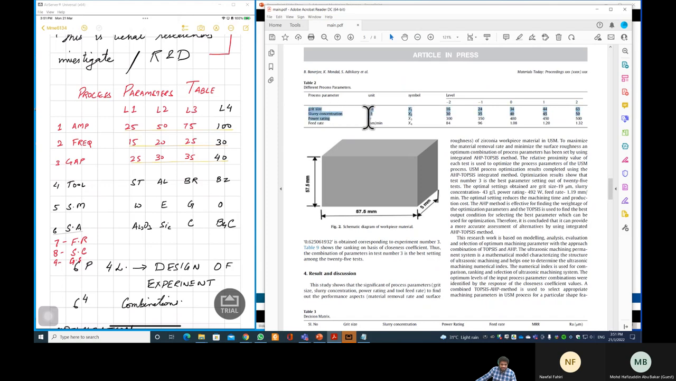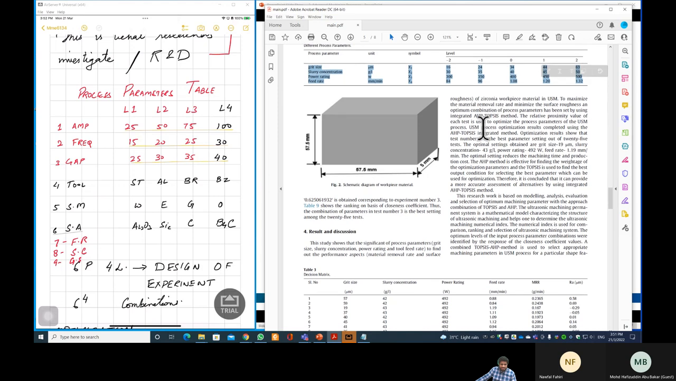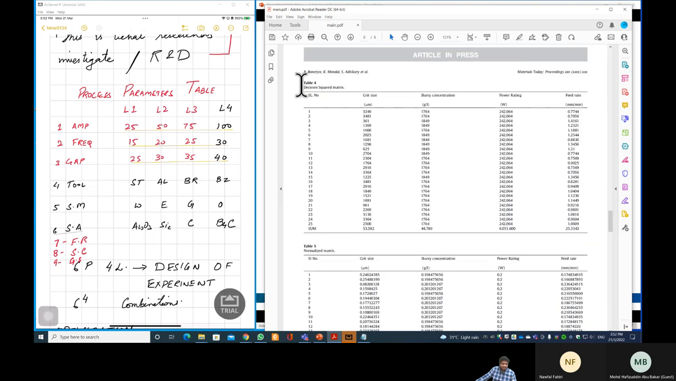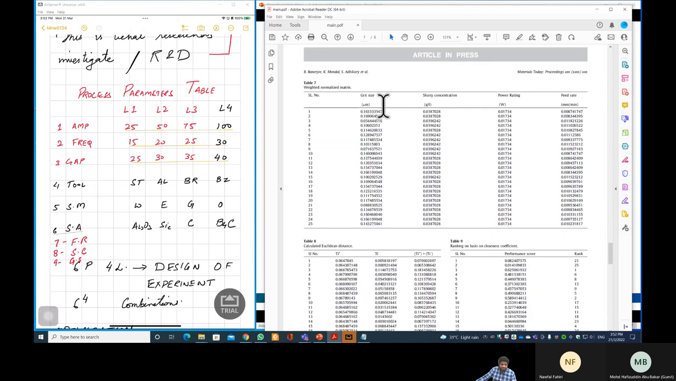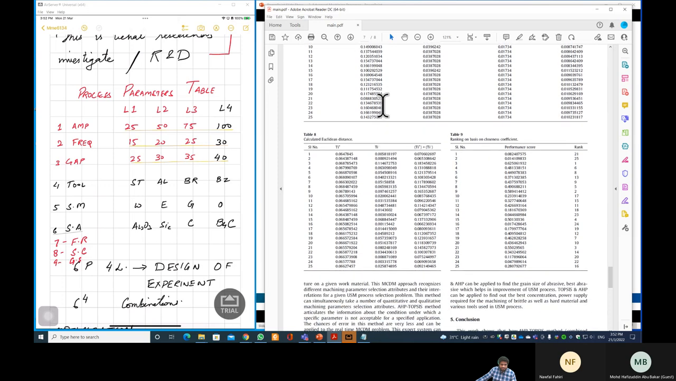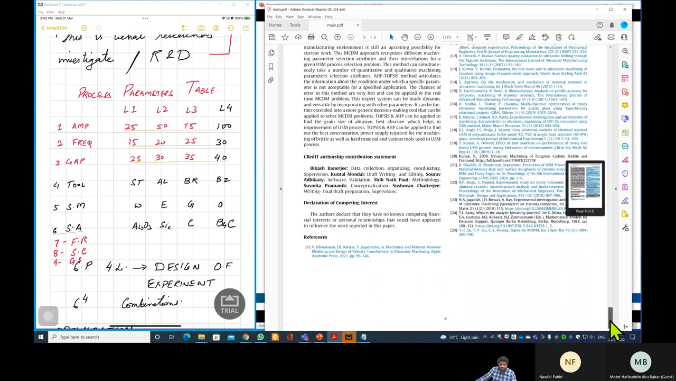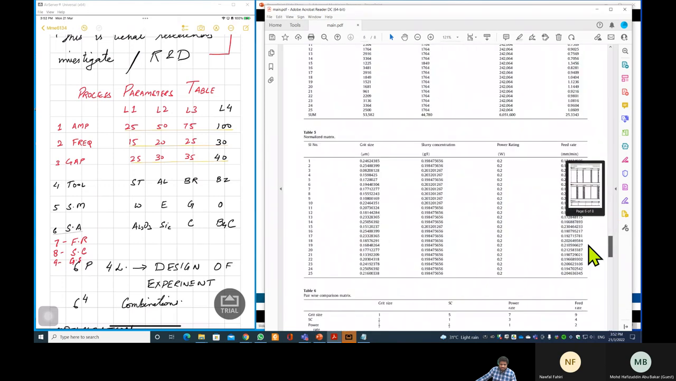Basically they will optimize the best parameter and then they will produce a result. If I go down, these are the number of experiments they have carried out. Looking at this table, this is serial number one, and this is experiment number one to experiment number 25. They have varied the process parameters, grit size, slurry, power, and then the feed rate. So these are the experiments that they have carried out, and what they have measured.